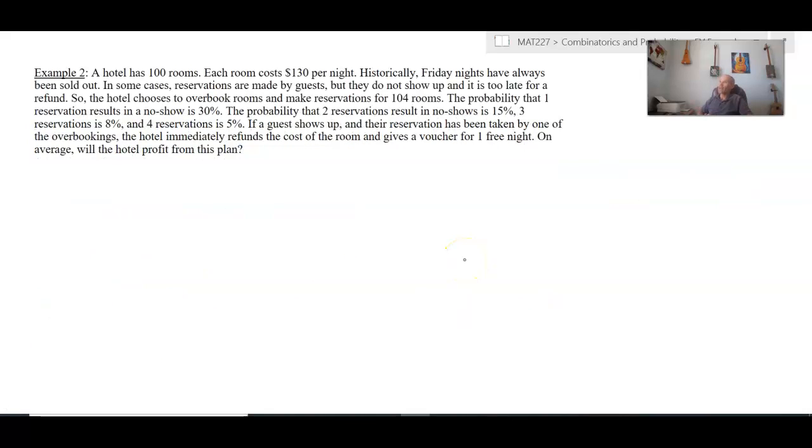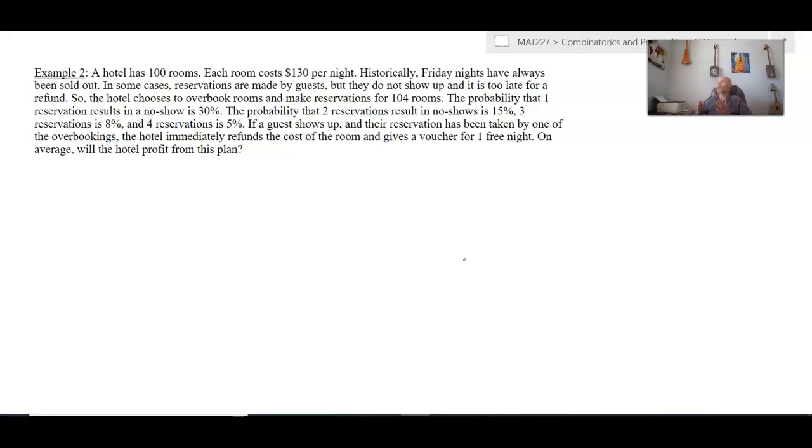Let's now take a look at a hotel. And the hotel has 100 rooms, each room costing $130 per night. Historically, Friday nights have always been sold out. In some cases, reservations are made by guests, but they do not show up and it's too late for a refund. So the hotel chooses to overbook rooms and make reservations for 104 rooms. The probability that one reservation results in a no-show is 30%.